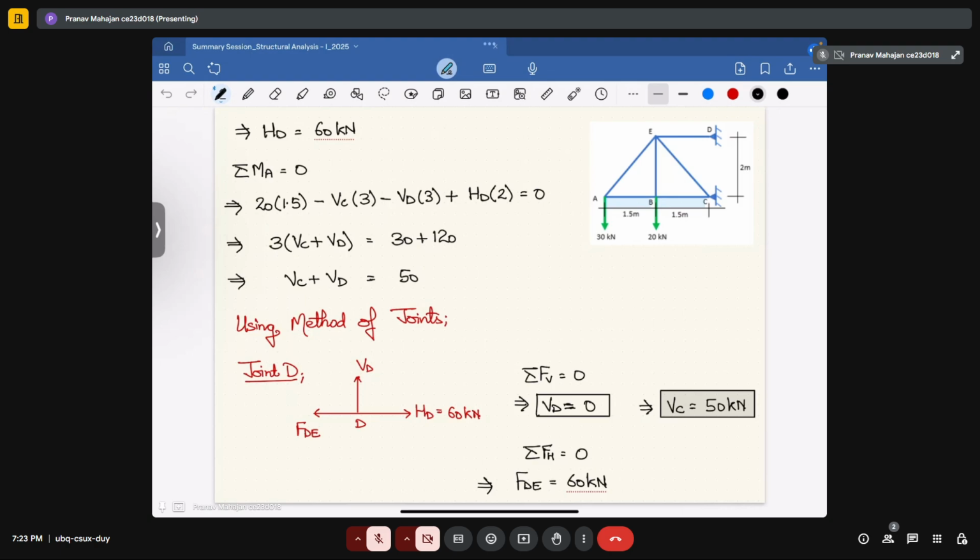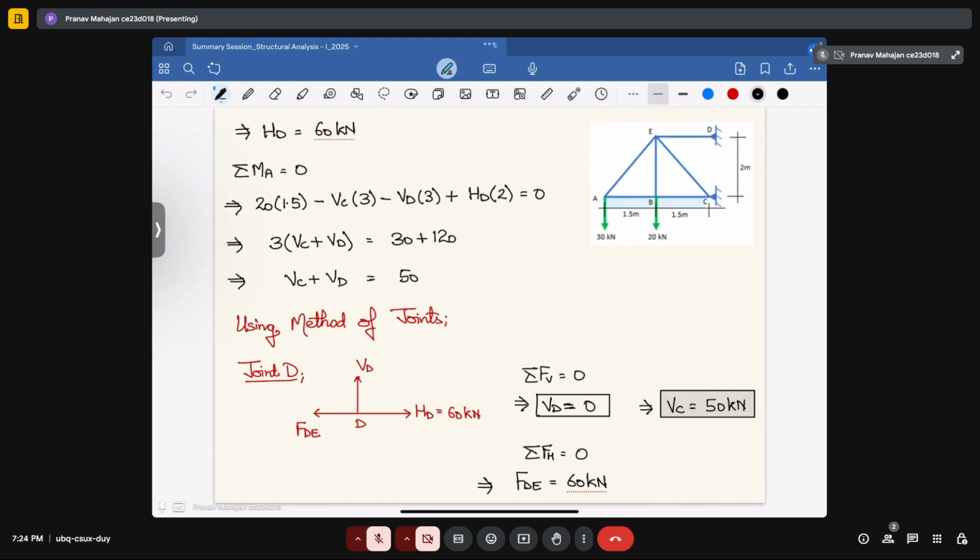When you apply summation of moment about point A, from that you will get VC plus VD equal to 0. Now you are not getting all 4 unknowns from the equations. So we will start with one joint, that is joint D. If you apply the method of joints at D, you will come to know that your VD is coming out to be 0. So when VD is 0, that means your VC is 50 kilonewton.